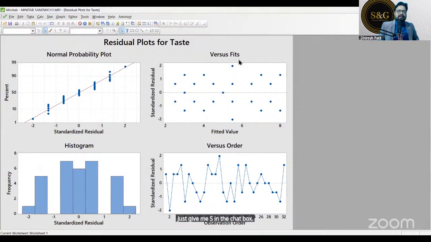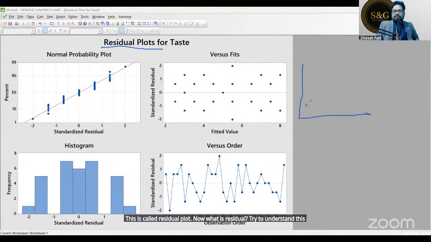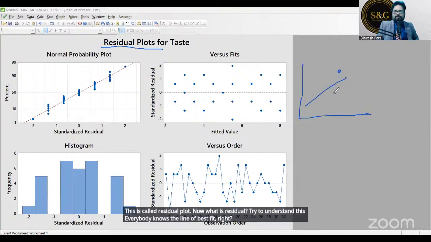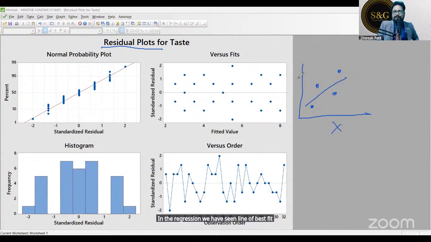So let's come to the first graph. This is called residual plot. Now, what is residual? Try to understand this. Everybody knows the line of best fit, right? In the regression, we have seen line of best fit like this. This is X and this is Y. Correct? Just give me yes in the chat box.